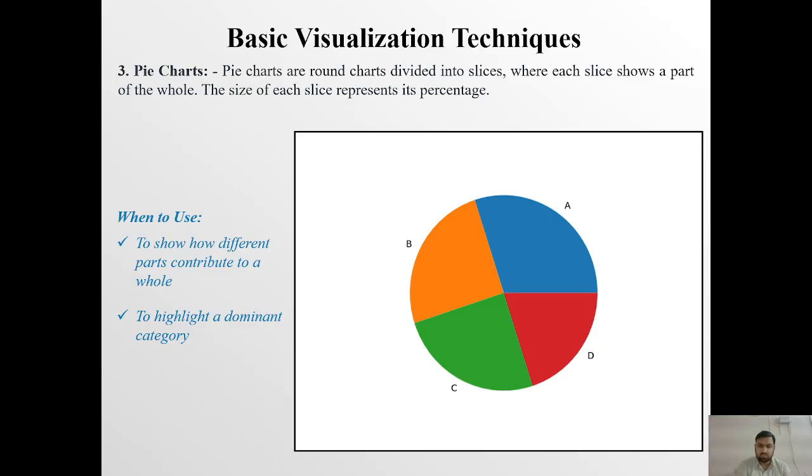Pie chart. This is the pie chart. Pie charts are round charts divided into slices, where each slice shows a part of the whole. The size of each slice represents its percentage. When to use: to show how different parts contribute to a whole, to highlight a dominant category.